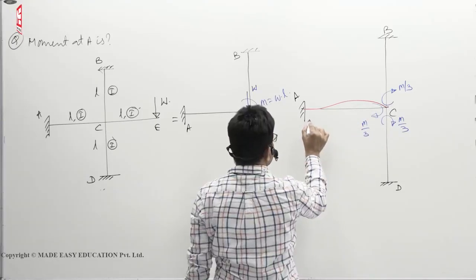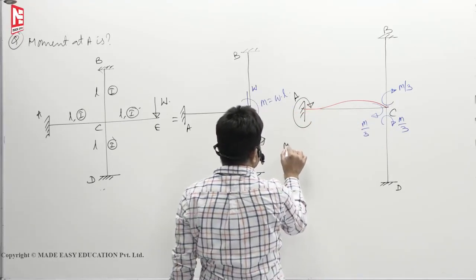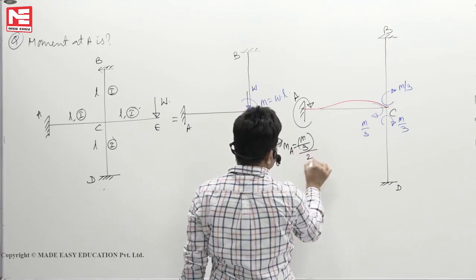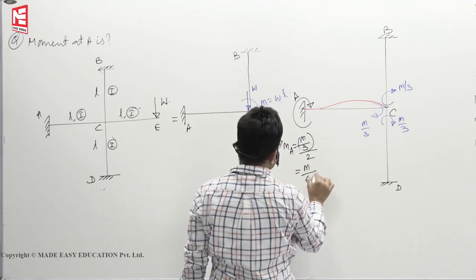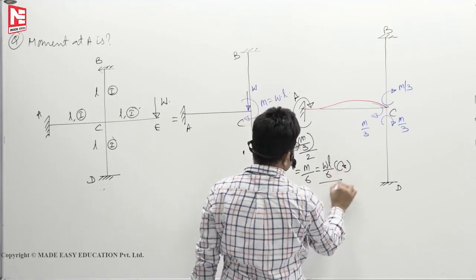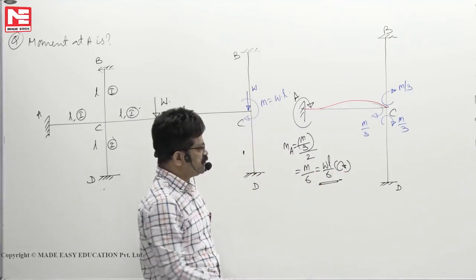Okay. So here your MA is nothing but half of the applied share. So M by 3 by 2, that means M by 6. M means WL, so WL by 6 clockwise. So in 2 minutes time, this is your task.